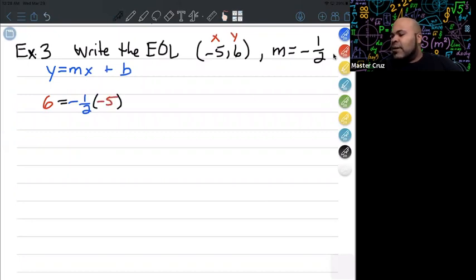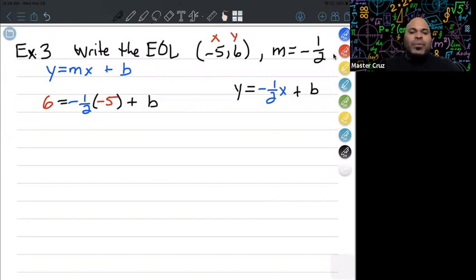I open my parentheses and I write down that x is -5. And then I'm going to say plus b. I know that I need to solve for b, and I know my final answer. My final answer is going to look like y equals -1/2 x, but I don't know what the b is going to be. It's going to be plus, right? I'm just going to write plus b, and then we're going to solve for b, and then we're going to replace it. So I have to multiply fractions.